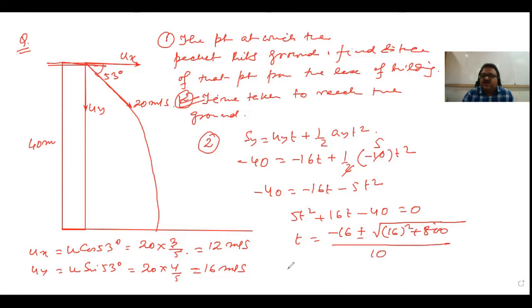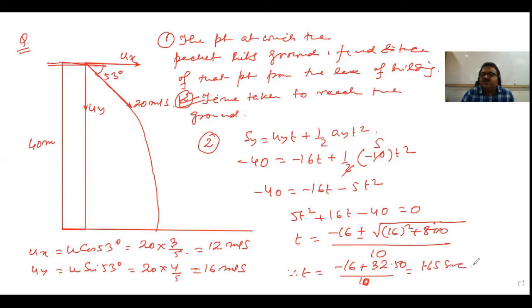2a is 10. Now it is useless to take the negative value because time cannot be negative, so I am considering this as positive. Minus 16 plus root over of this. 16 square is 256. 256 plus 800 is 1056. Root over 1056 is what? It is 32.498, so let me take it as 32.50. So t is equal to minus 16 plus 32.50 by 10. So it is 16.50 by 10. That is 1.65 second.